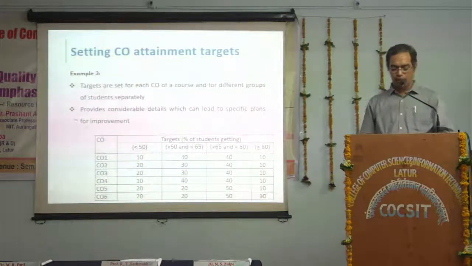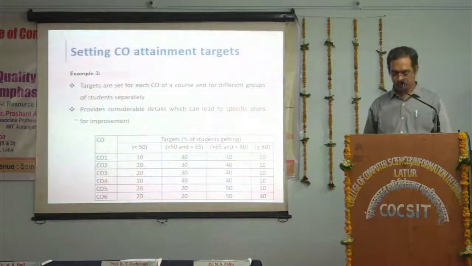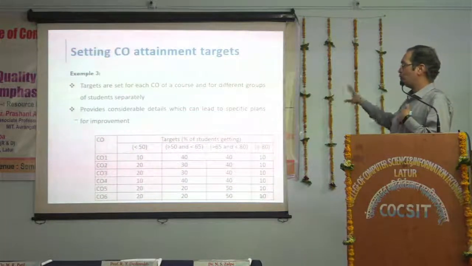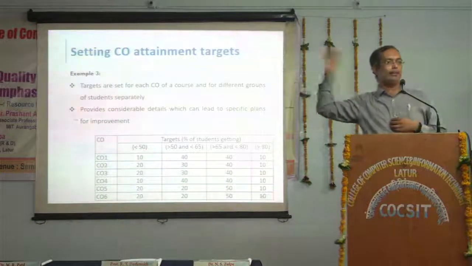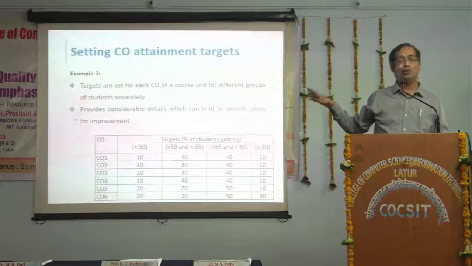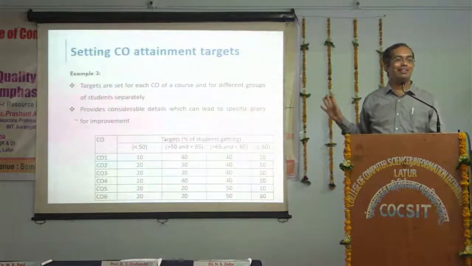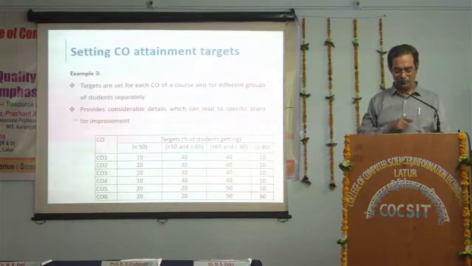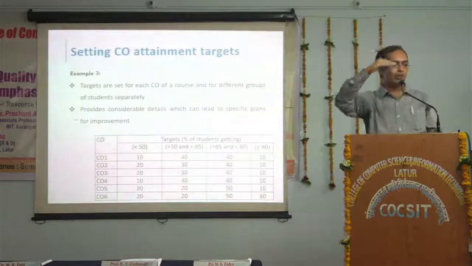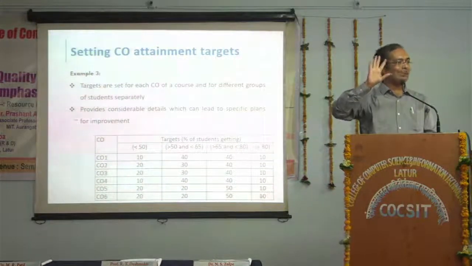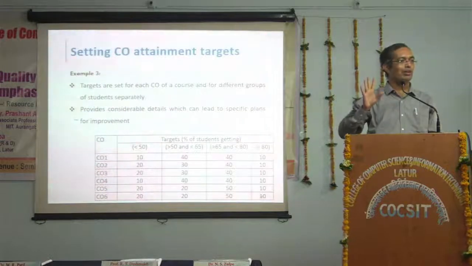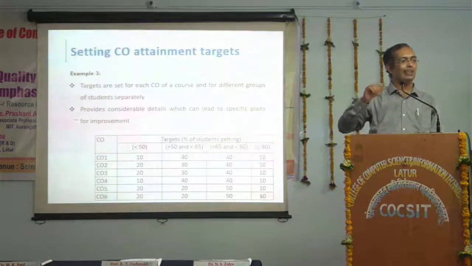There is another case in which you can define different targets for different COs. So how can you do that? Now why do I need to define different targets for different COs? Again, it is a question, because deciding the same target for all COs is the easiest thing. Then why do I need to define it separately? As I told you at the initial stages, your COs start from the lower level of Bloom's taxonomy and go to the higher level of Bloom's taxonomy. CO number 1 is the easiest CO to attain, whereas CO number 6 is most of the time difficult to attain. So if you keep the same target for all, it will be difficult for students to get the attainment.